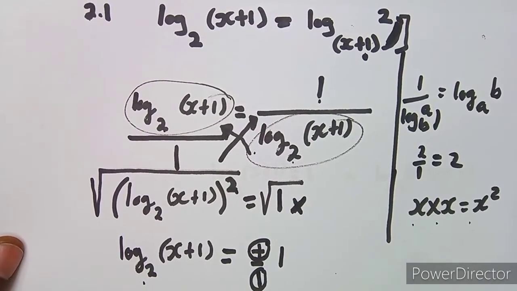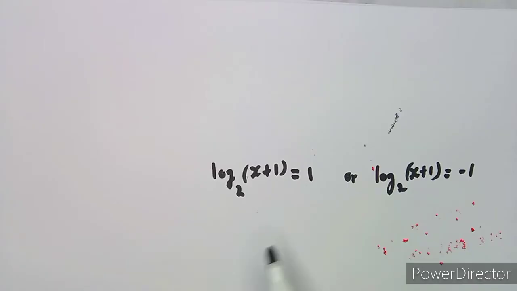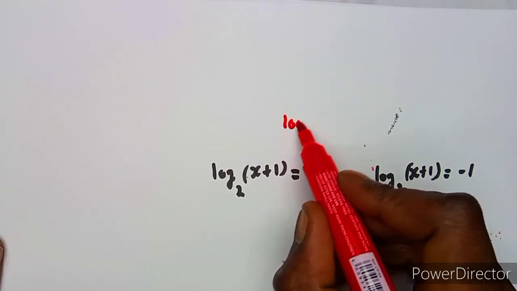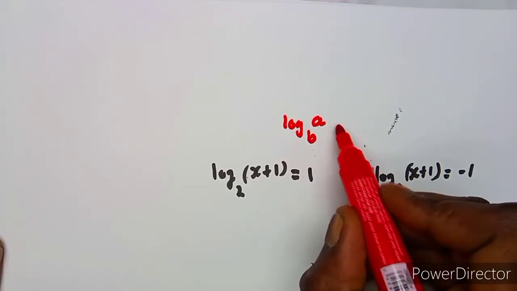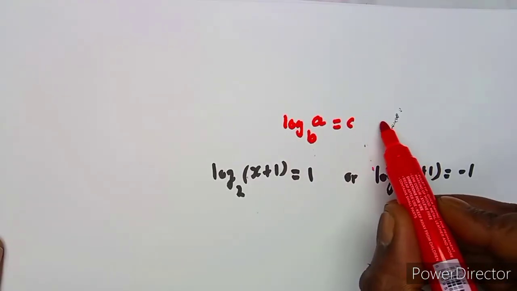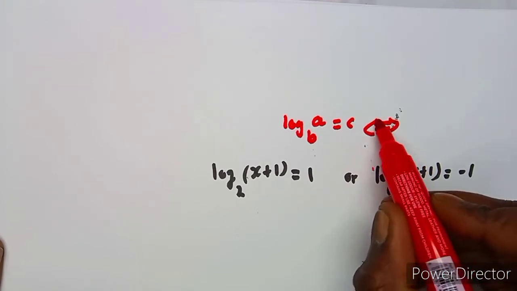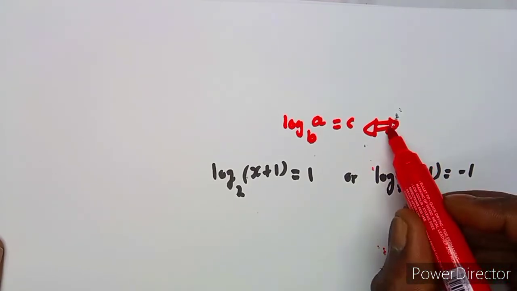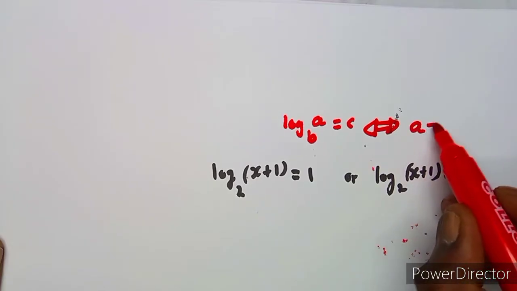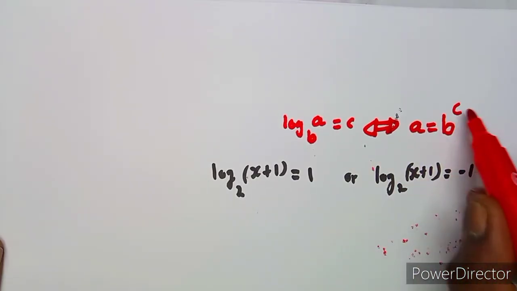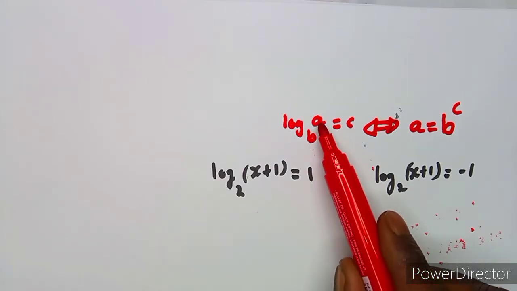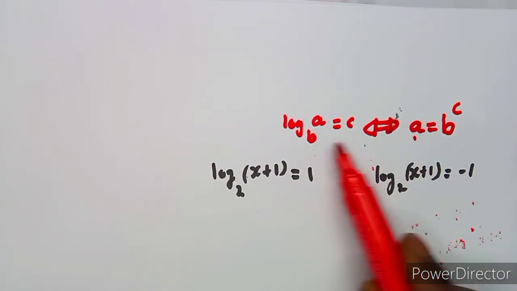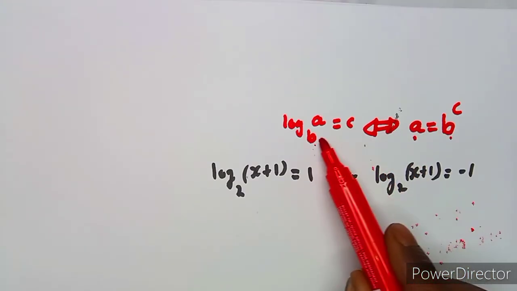So now, how am I going to solve when I am at this stage? Remember, here you've got this option where you can transpose from log form to exponent form. Remember, I told you guys about log of a base b, which is equal to c, where I said this one can be transformed to exponent form, which is a is equal to b to the exponent of c. So this is your a, this is your b, to the exponent of c, like this.